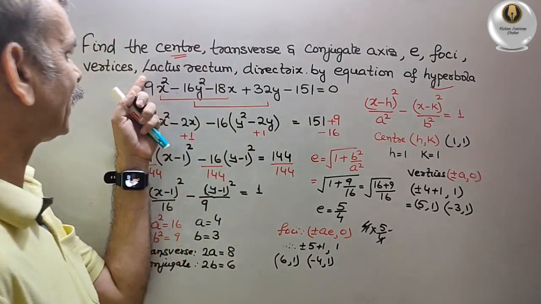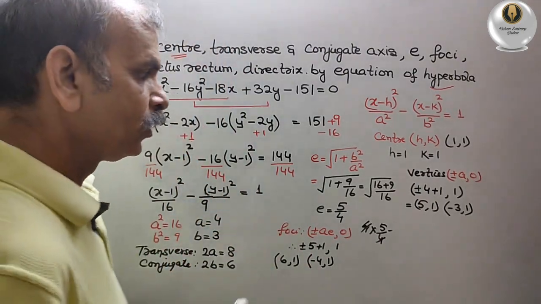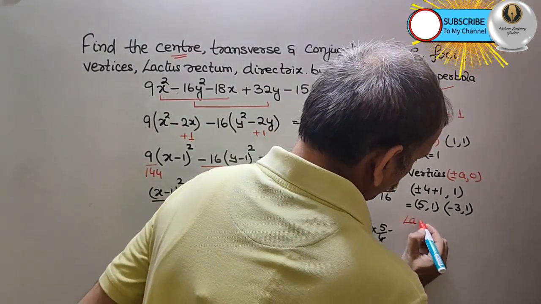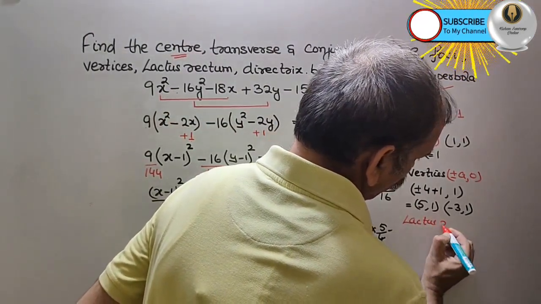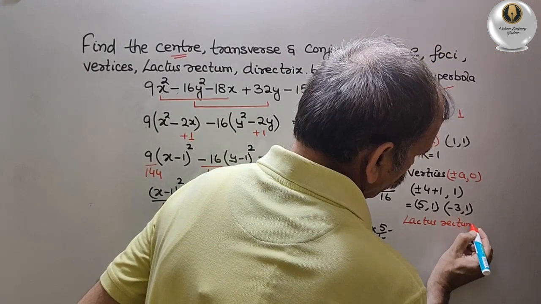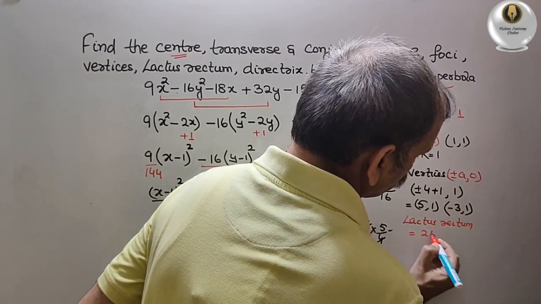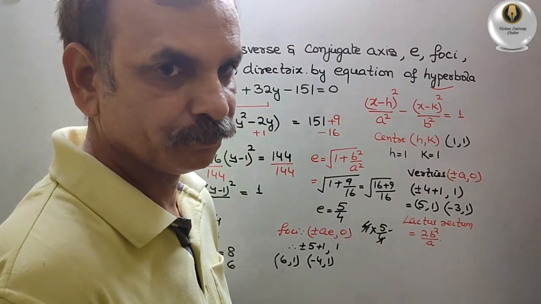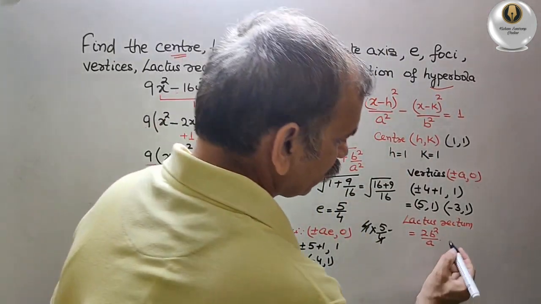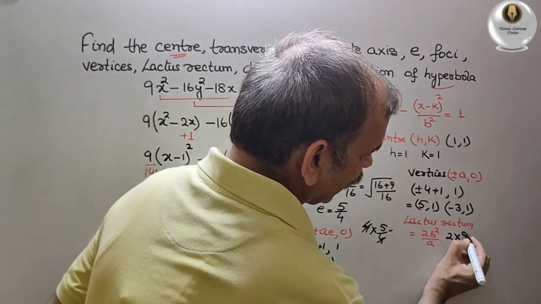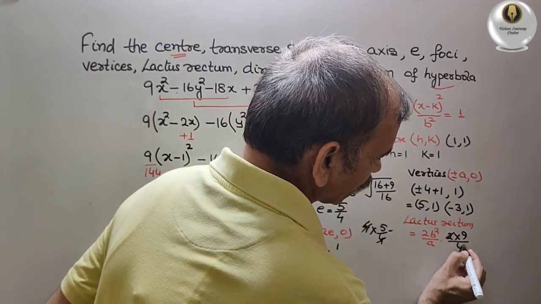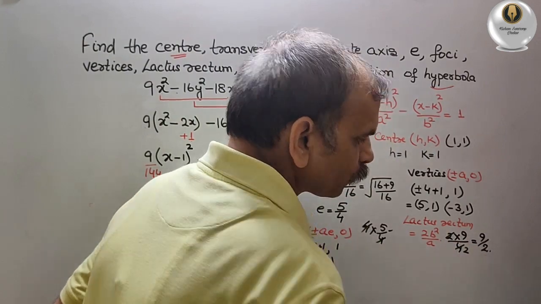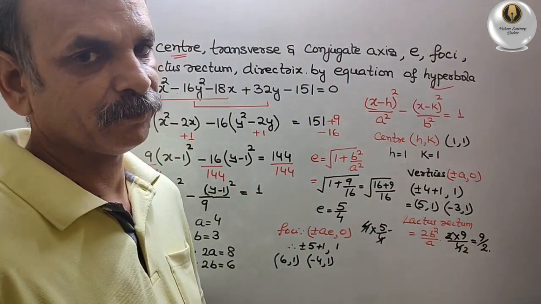Next comes your latus rectum. So latus rectum formula is what? That is equal to 2b square by a. Substitute the value. We will get 2 into 9 by 4. Just cut it. So here we will get 9 by 2. So this is the latus rectum.